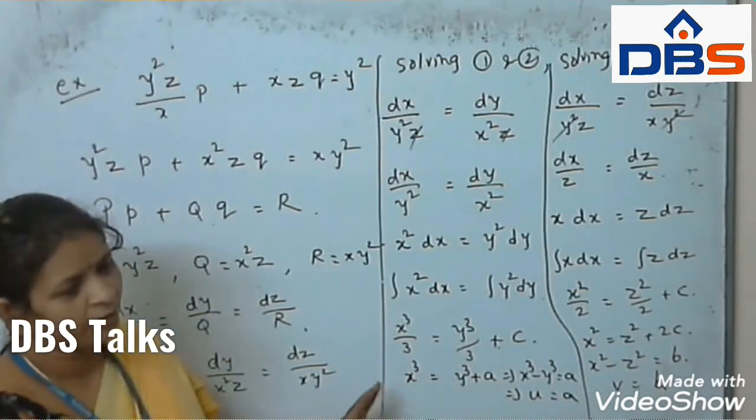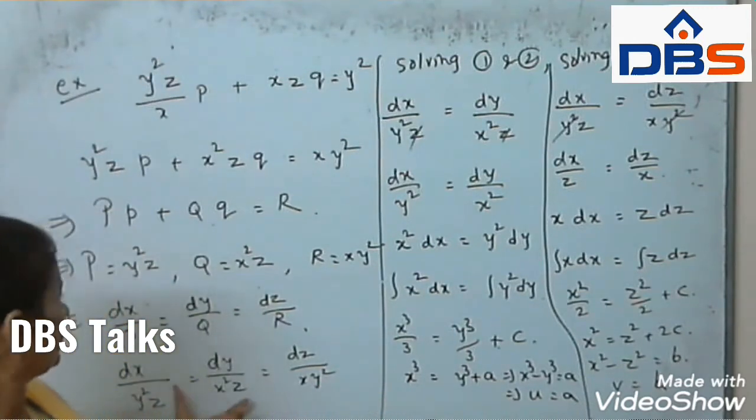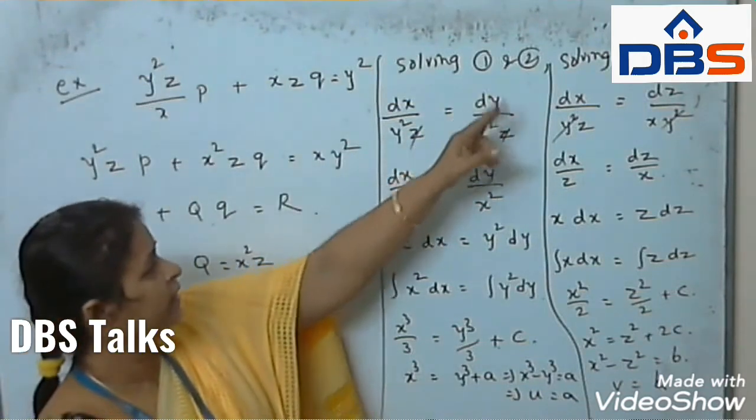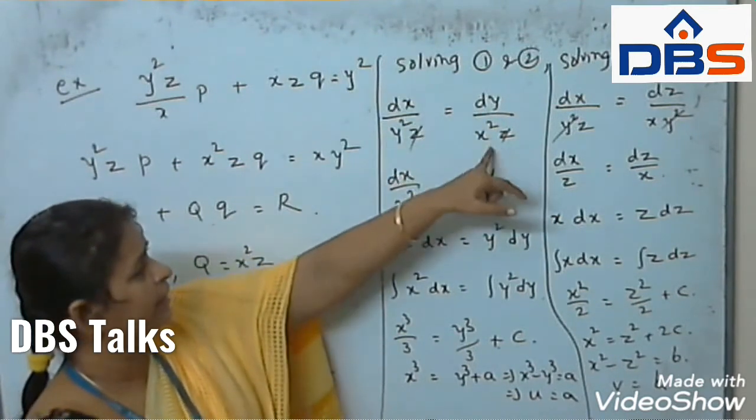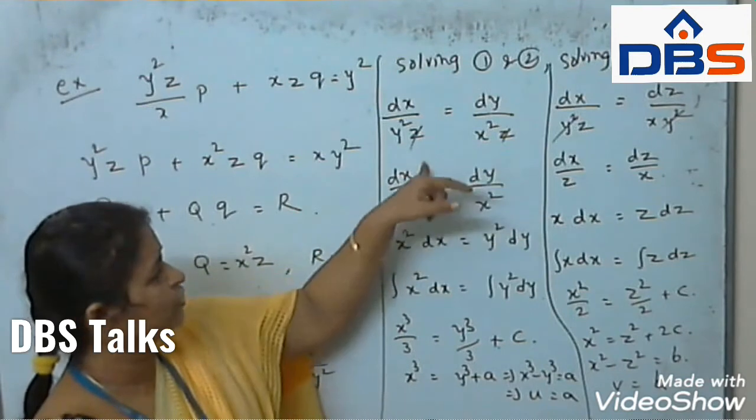So here in this case, we solved the equations directly. There is no need for multipliers. So we are taking the ratios directly. First, we are considering the first ratio and second ratio: dx by y square z equal to dy by x square z. The z is cancelled out.